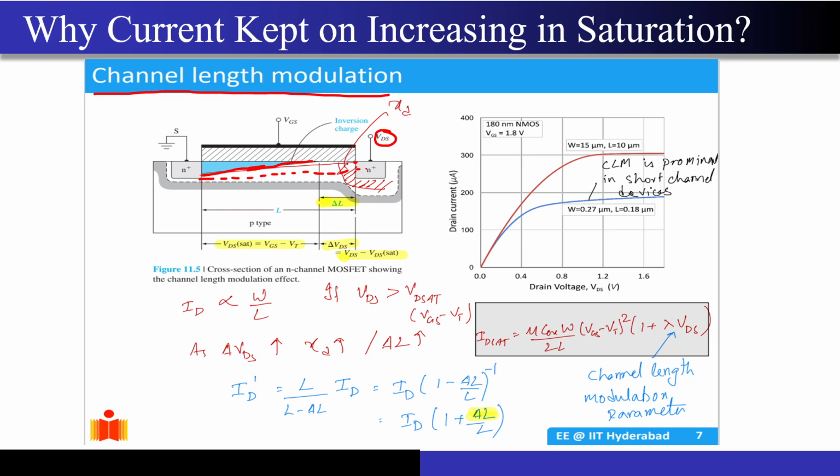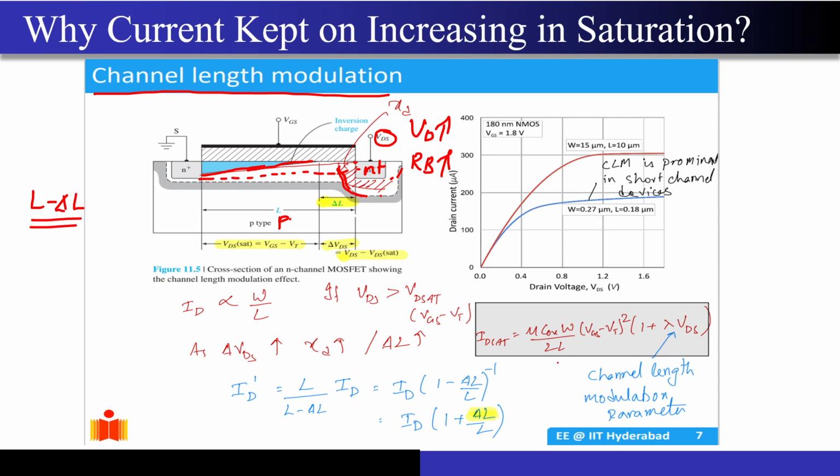If you increase the VD, you are increasing the reverse bias for this N plus P type junction. If you increase the reverse bias, the depletion region will increase over here, and that depletion region will actually push away the channel that you are seeing over here, correct? So what has happened? The effective channel length has now reduced from L to L minus delta L.